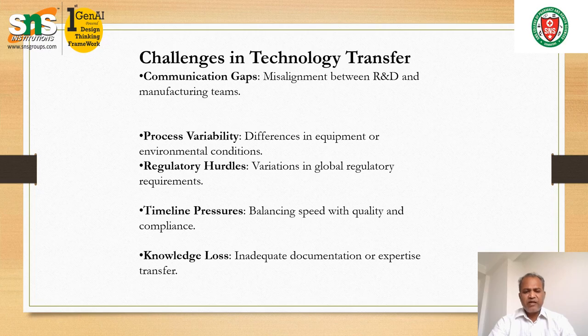Next, timeline pressures. It's a crucial role. Balancing speed with quality and compliance. So we should follow the quality of compliance. At the same time, we need a balancing in speed. So both are interrelated. Next, knowledge loss. So inadequate documentation or expertise transfer. Here, documentation is very important in the regulatory affairs process. If there is an inadequate information or inadequate documentation, that particular company in future they may face the risk-based auditing.